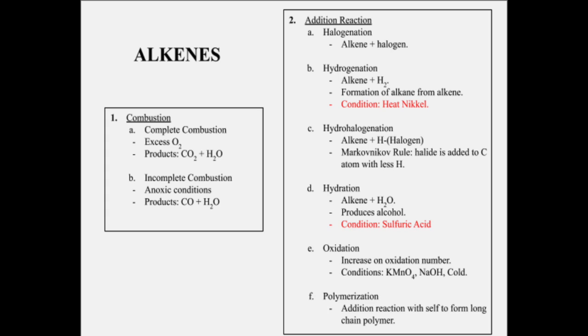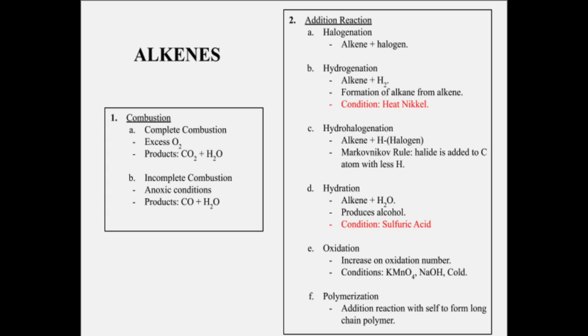The next type of addition reaction is hydrohalogenation. This is the addition of a hydrogen atom and a halogen to an alkene. The Markovnikov rule states that the halide, in this case, is added to the carbon atom with fewer hydrogen atoms surrounding it. The hydrogen atom is added to the carbon atom with a greater number of hydrogen atoms surrounding it.